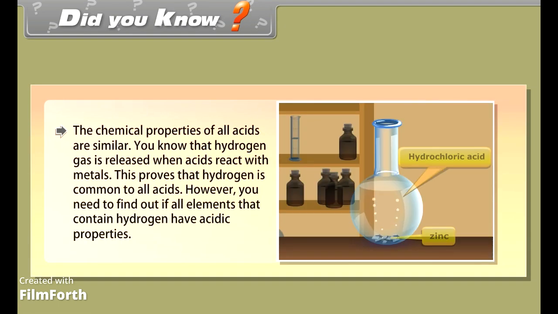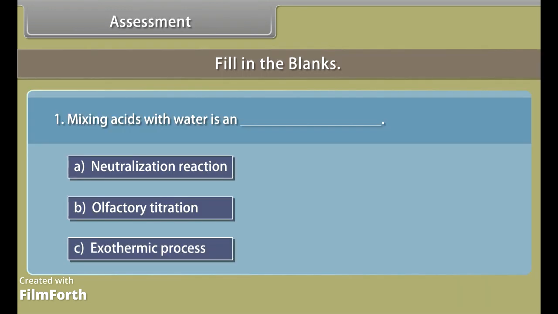Did you know? The chemical properties of all acids are similar. You know that hydrogen gas is released when acids react with metals. This proves that hydrogen is common to all acids. However, you need to find out if all elements that contain hydrogen have acidic properties. Assessment. Fill in the blank with the correct option.